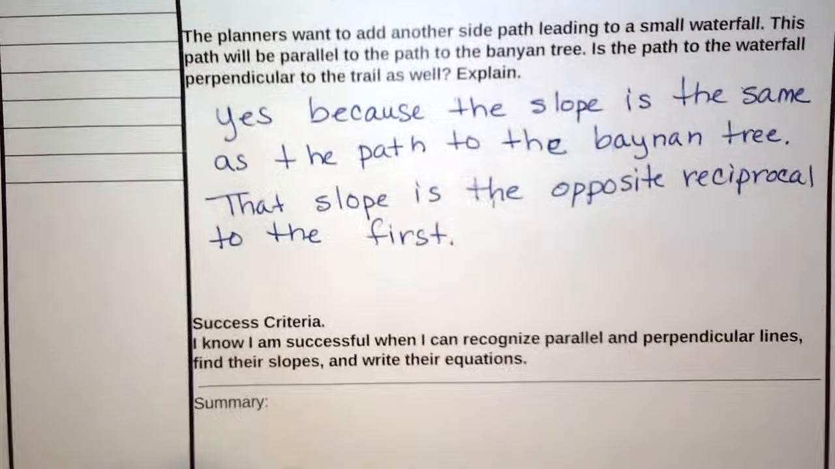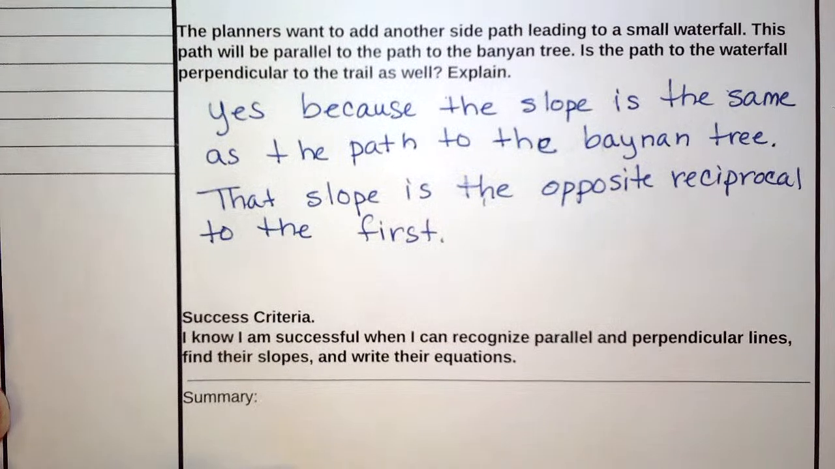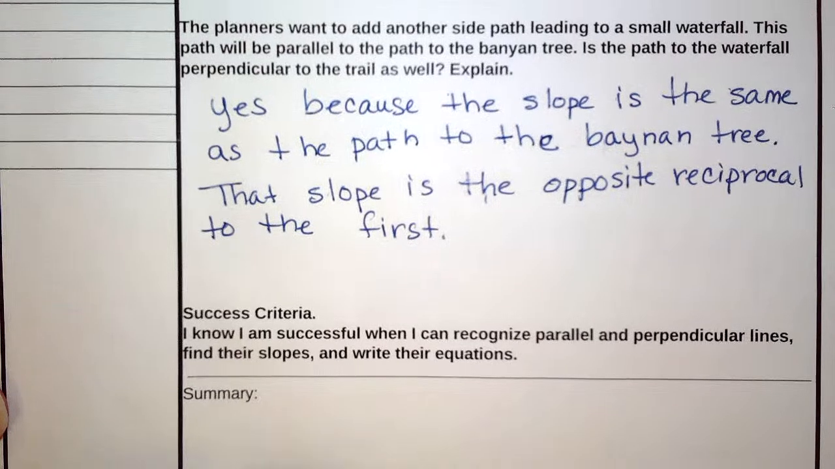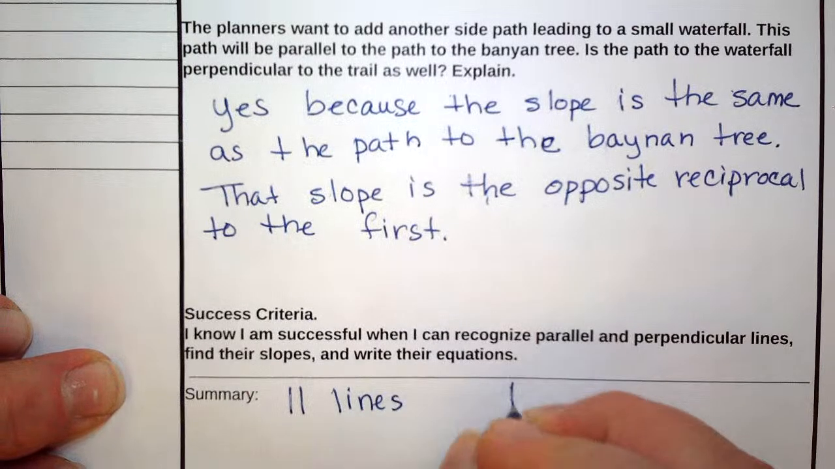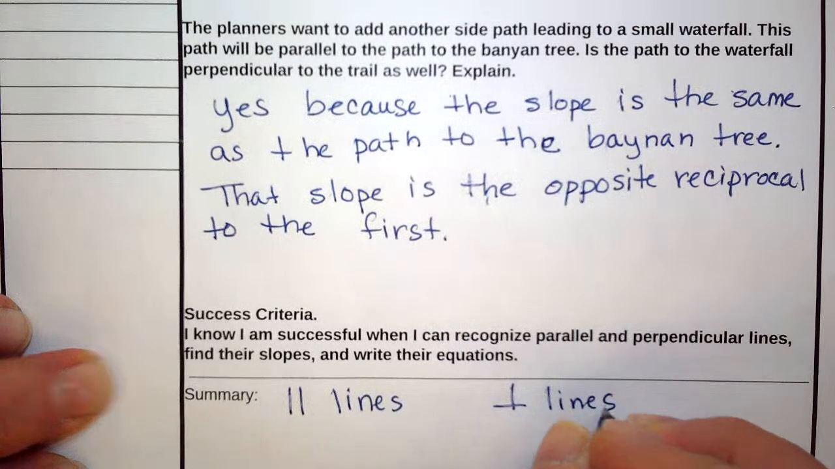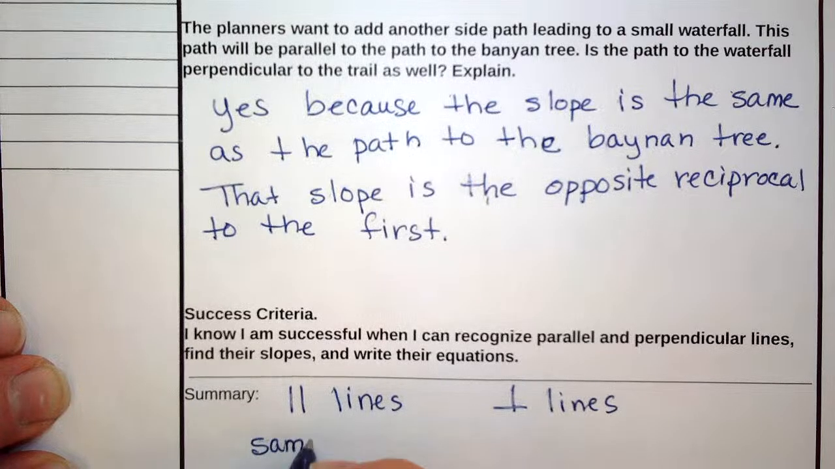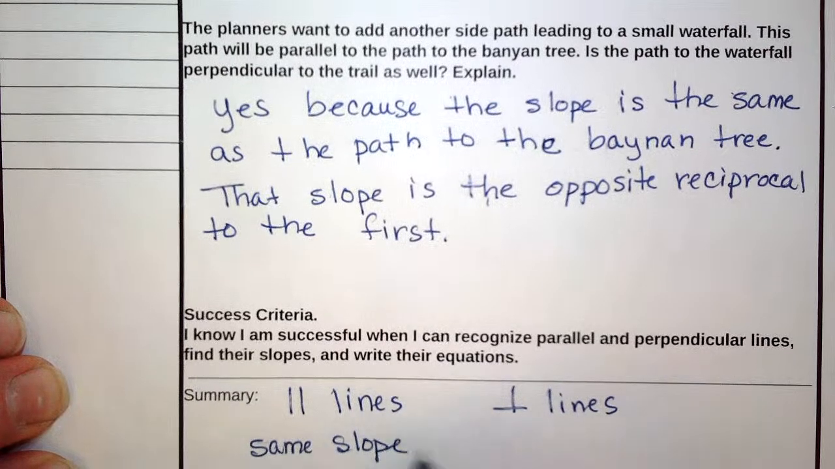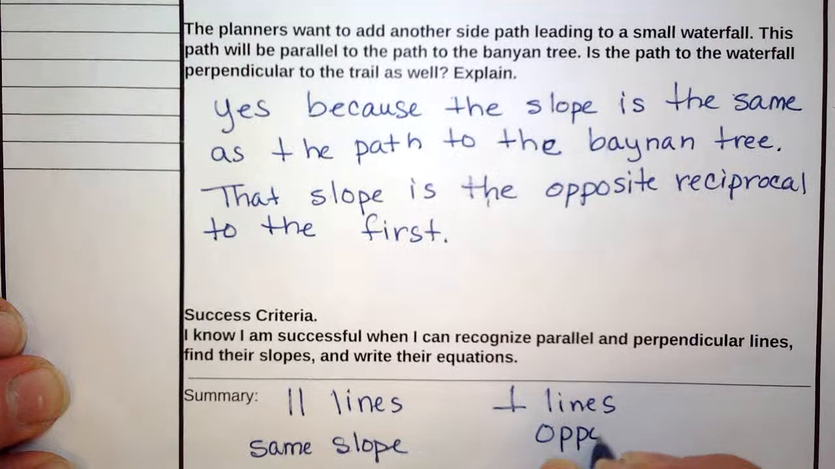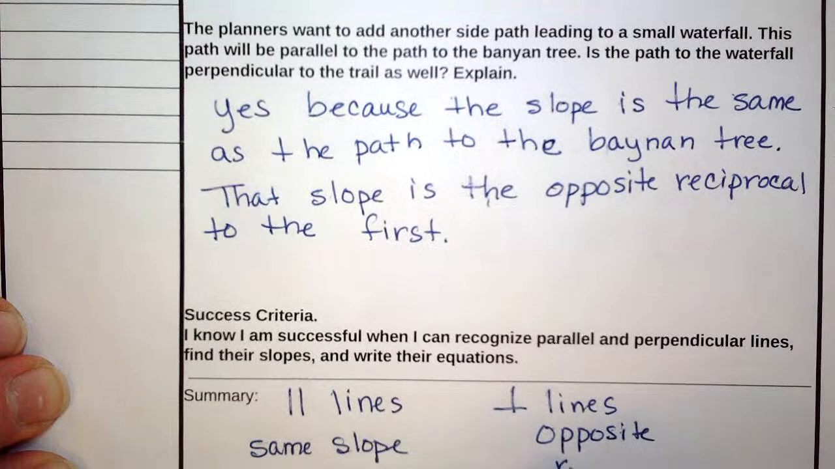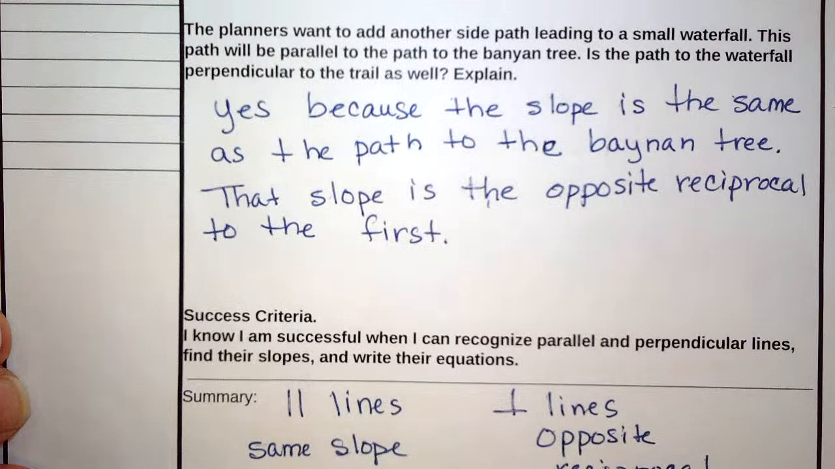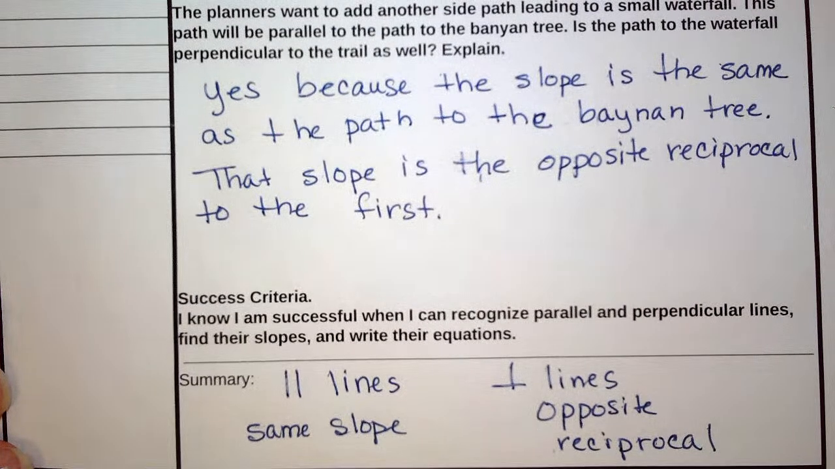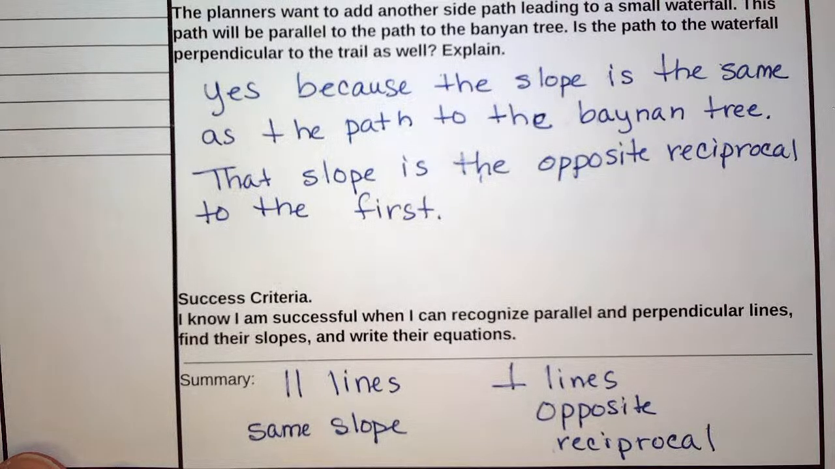Okay, so how do you know when you're successful? You know you're successful when you can recognize parallel and perpendicular lines, find their slopes, and write their equations. Parallel lines, perpendicular lines, same slope, opposite reciprocal. And remember, to find your b value, you substitute one of the points in and solve for b.